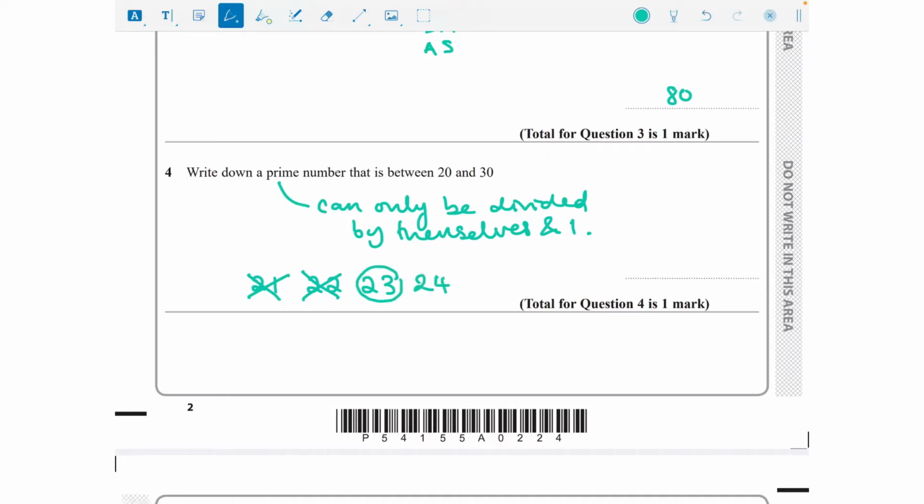24 is in the 2 times table, it's no good. 25 is in the 5 times table, so that's no good. 26 is in the 2 times table. 27 is in the 3 times table and the 9 times table. 28 is in the 2 times table, and 29 is only in the 1 and the 29 times table, so that one's also prime. And then we can't have 20 or 30 because it's not in between. So you could put 23 or 29 for that question. I'm just going to put 23 because we don't need to put both. It just says a prime number. We just want to put 1. Well done if you got that.